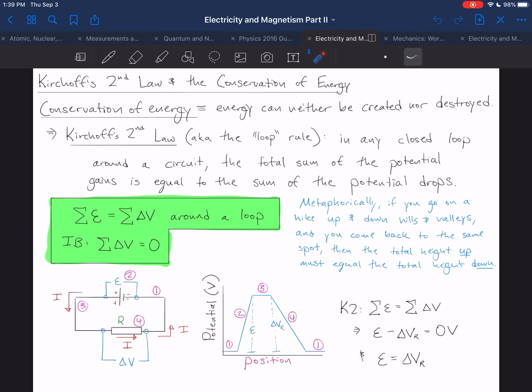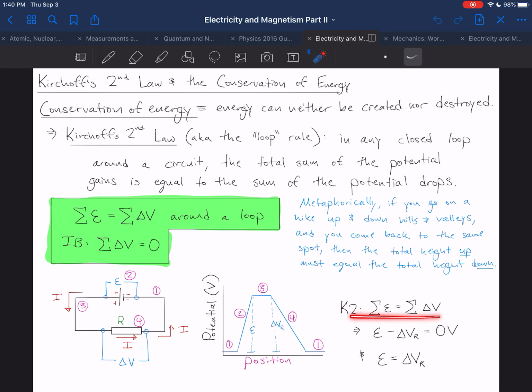So the sum of the EMFs around a loop are equal to the sum of the potential differences around the loop. Another way of saying that, that the IB will write, is just the sum of all of the potential differences, including both gains and losses, equals 0. I prefer to think of it this way, where your ups are equal to your downs, but it's really up to you, and both of them can be applied here.